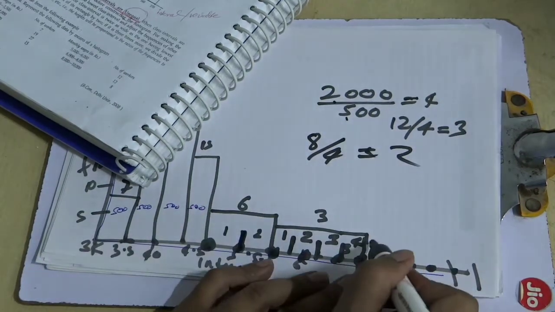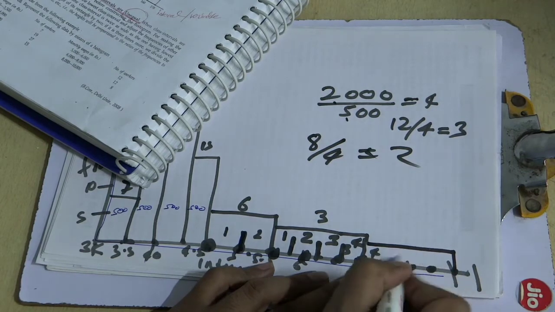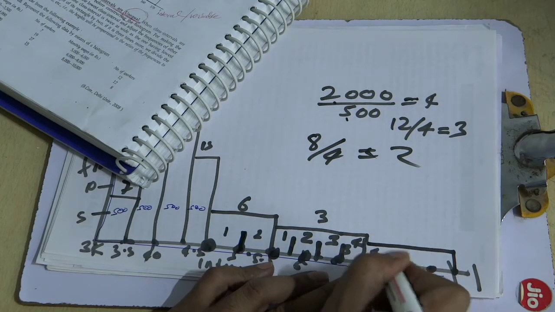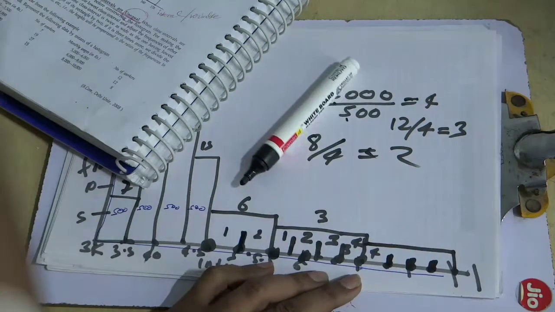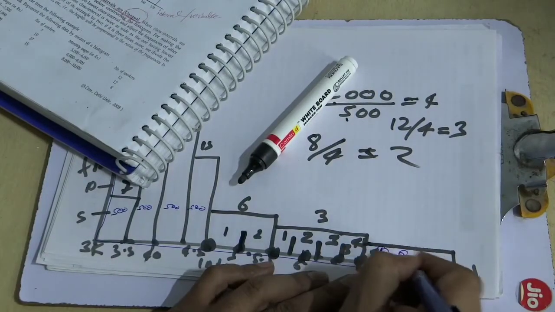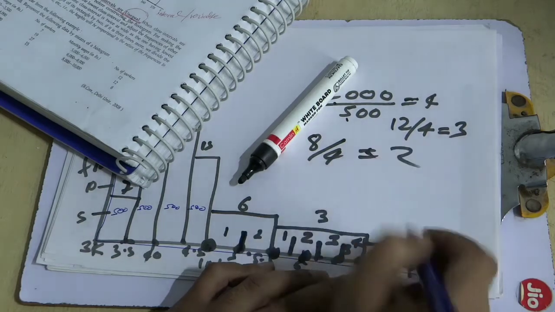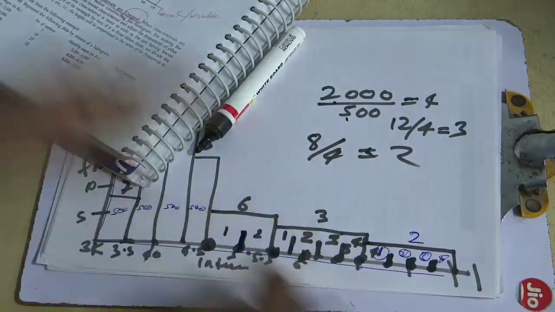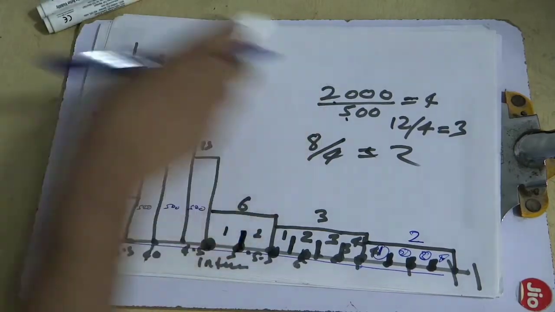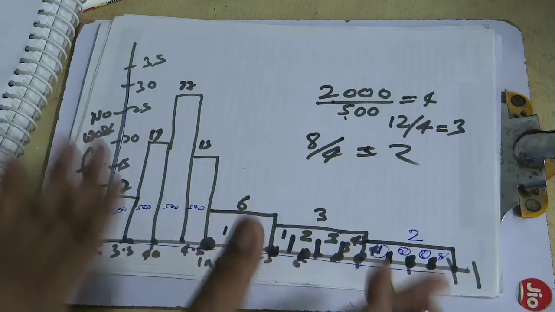So where will we put 2? We can put 2 here, but we have to divide this interval into 4 parts. So 1, 2, 3, it will come 4. This is 1, this is 2, this is 3, this is 4. 4 into 2, it will become 8. Okay, so here we put 2. Okay, so this is the rule when the class interval is unequal.